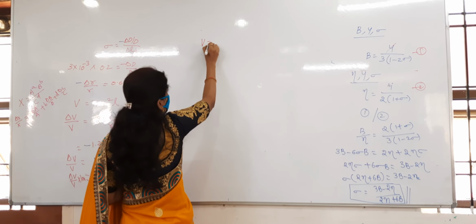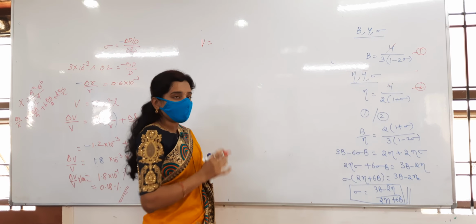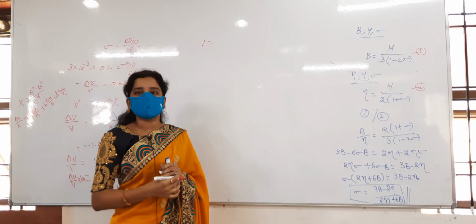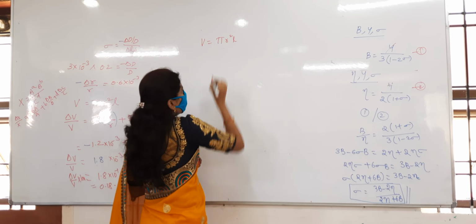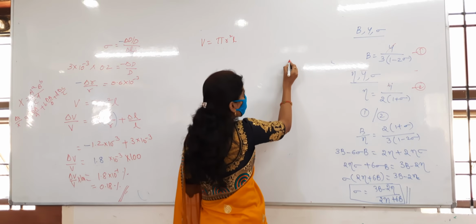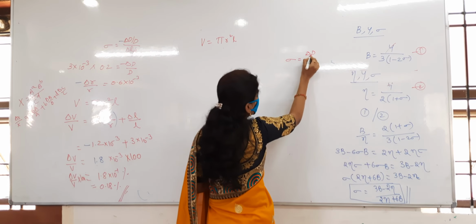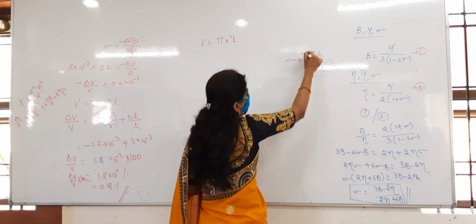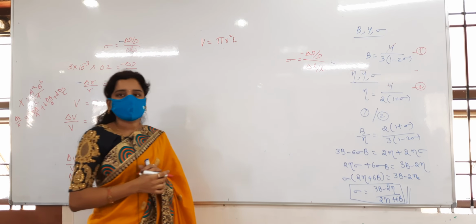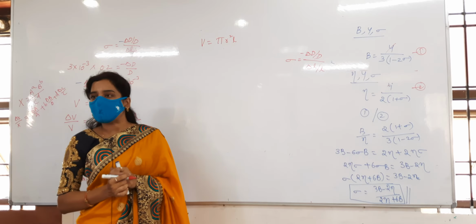V is equal to, what is the volume of a wire? V is equal to pi r square into L. But now we have the Poisson's ratio in terms of what? Delta D by D divided by delta L by L. We have it in terms of diameter. Instead of radius you have to take it as a diameter.